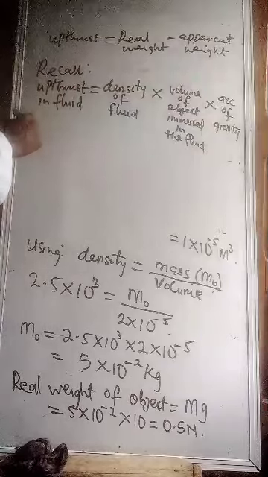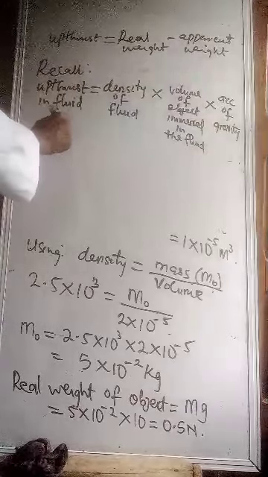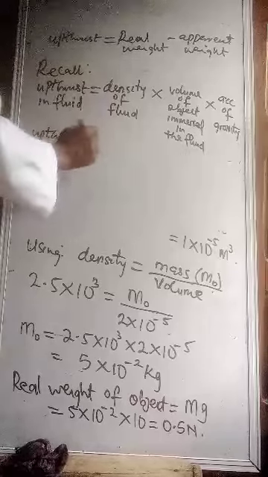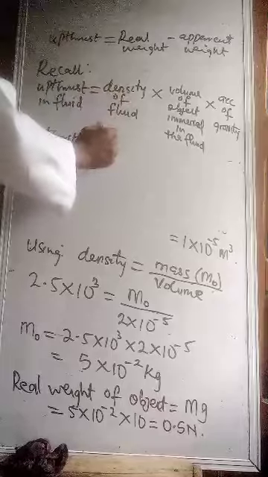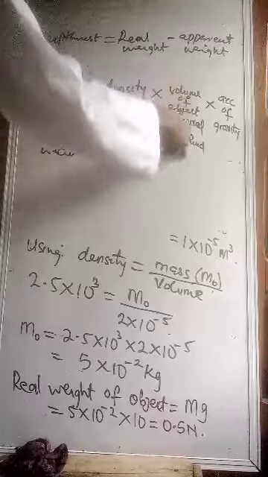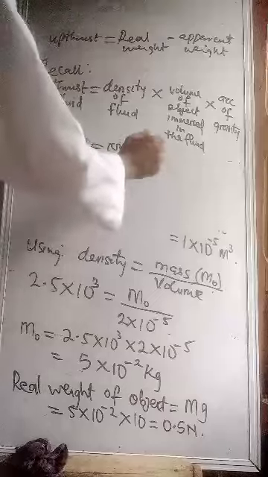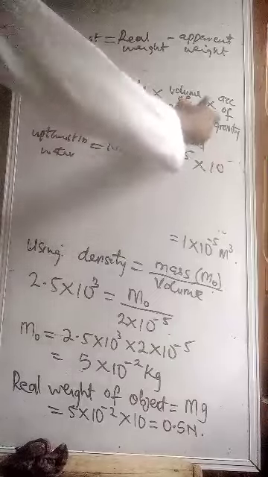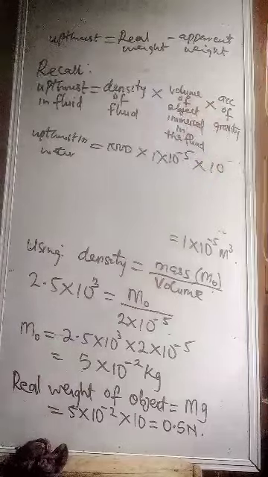That means upthrust in water now. Upthrust in water is equal to density of water, which is 1000, times volume of object immersed in water, which is 1 times 10 to the power minus 5, then times 10, which is a constant, acceleration of gravity.